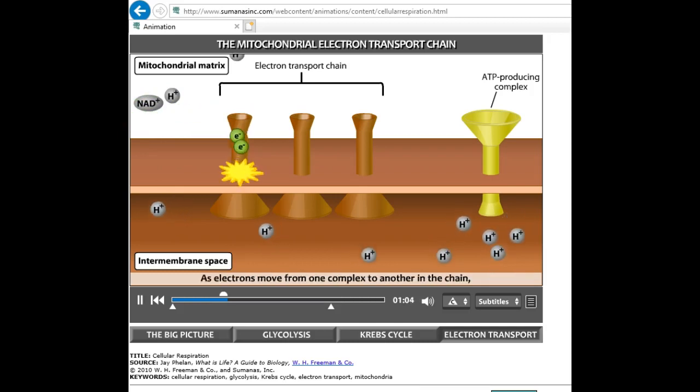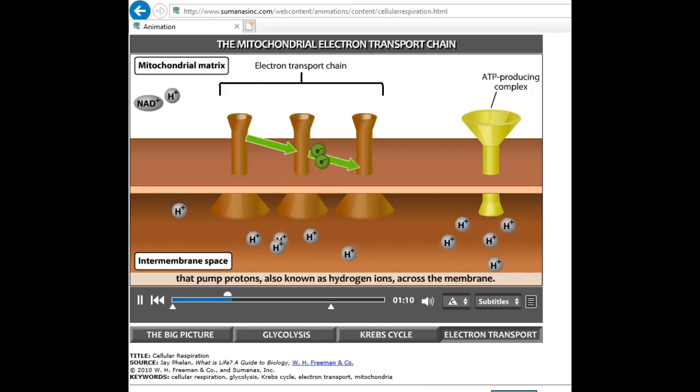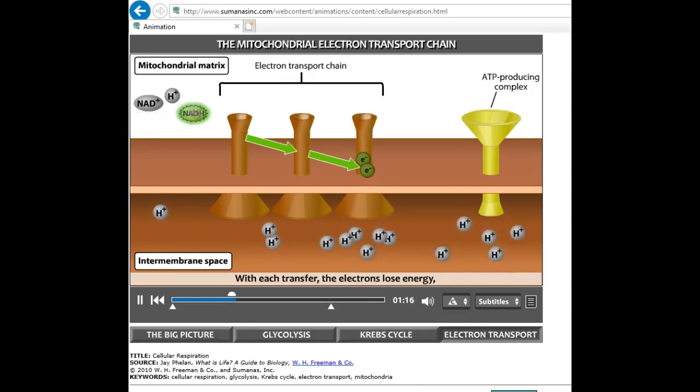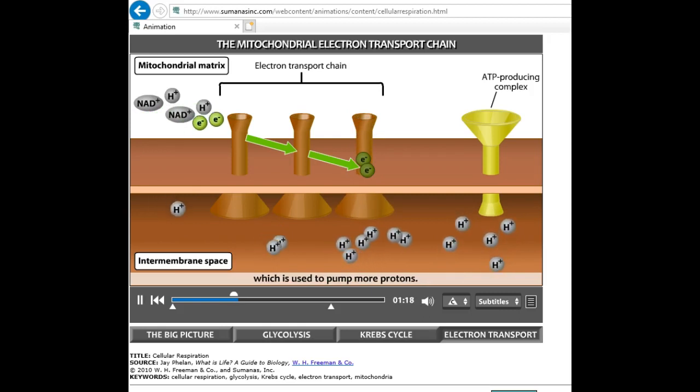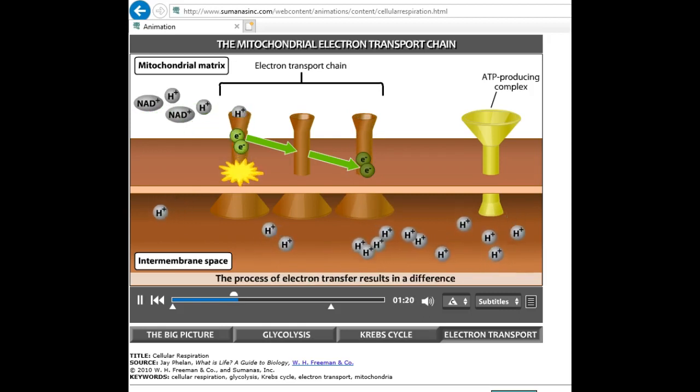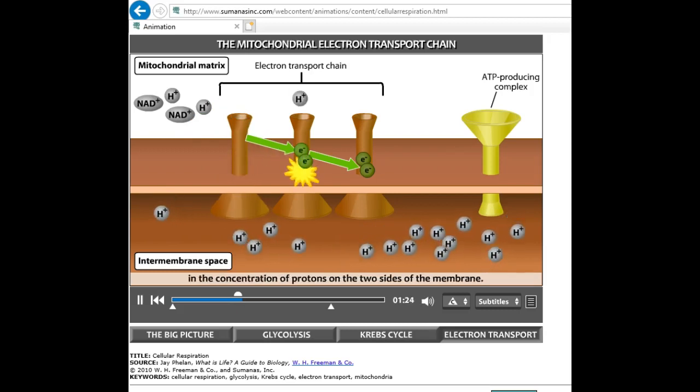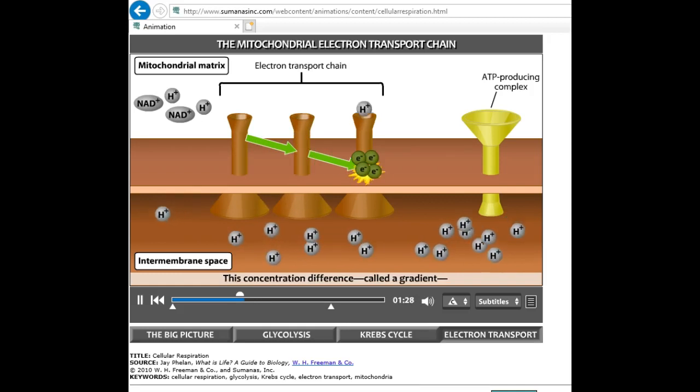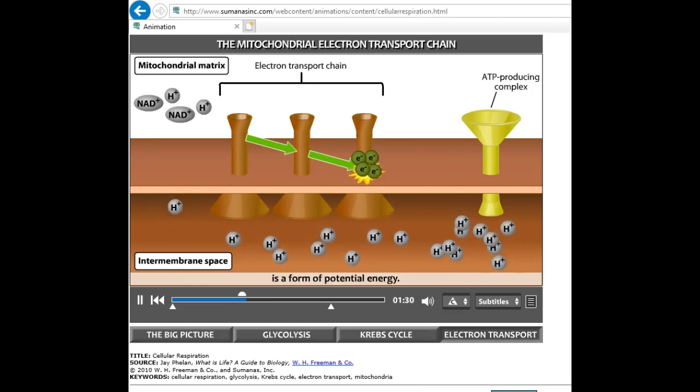As electrons move from one complex to another in the chain, they transfer some of their energy to proteins that pump protons, also known as hydrogen ions, across the membrane. With each transfer, the electrons lose energy, which is used to pump more protons. The process of electron transfer results in a difference in the concentration of protons on the two sides of the membrane. This concentration difference, called a gradient, is a form of potential energy.